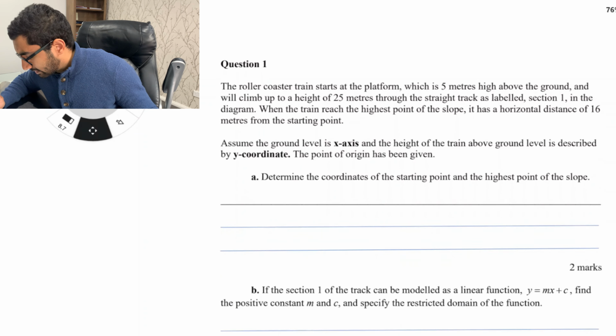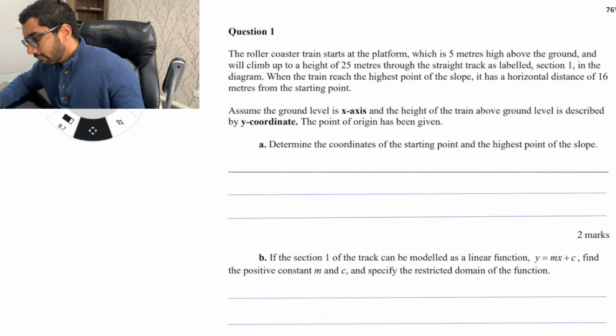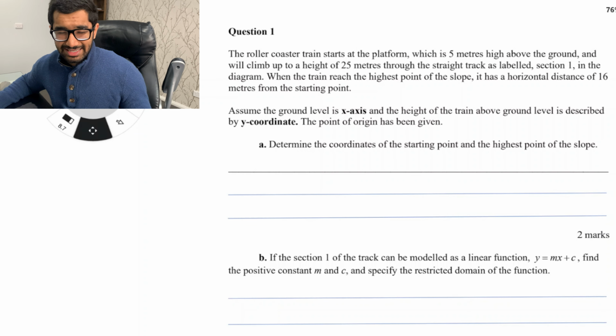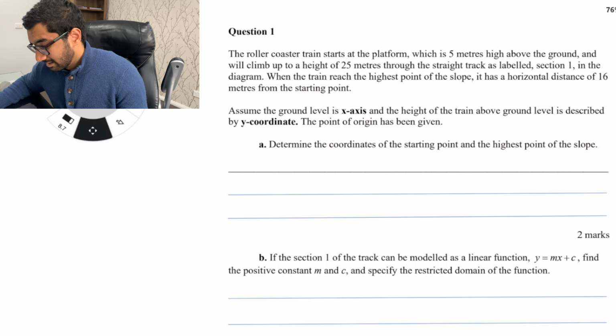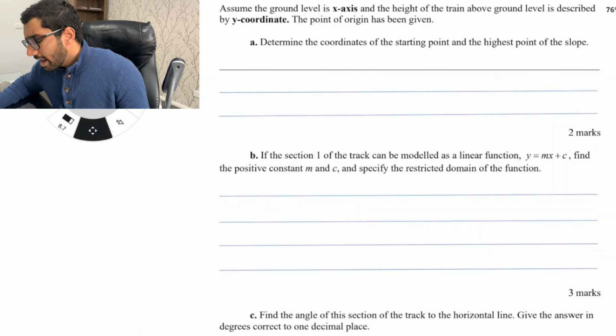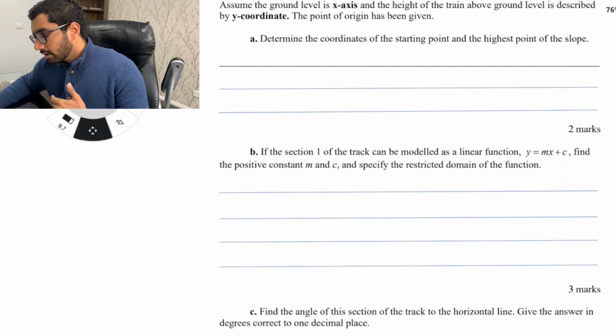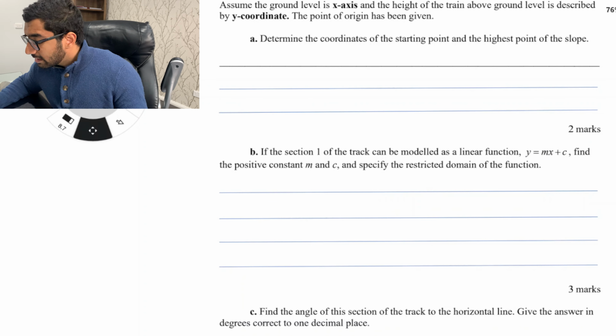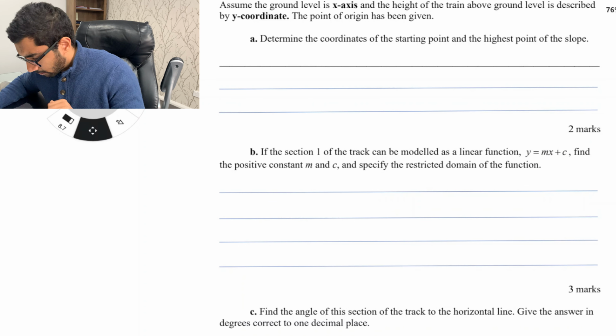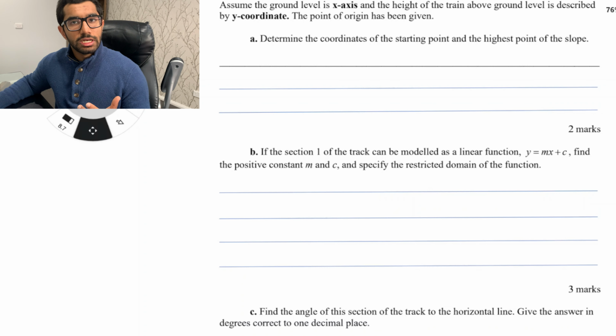And they tell us what the x-axis and the y-axis are. First thing is to determine the coordinates of the starting point and highest point. Well, we've actually already done that accidentally, so that's fine. But now we have part B. Basically it's saying find the equation of the track, or find the constants for this function here, and specify the restricted domain.